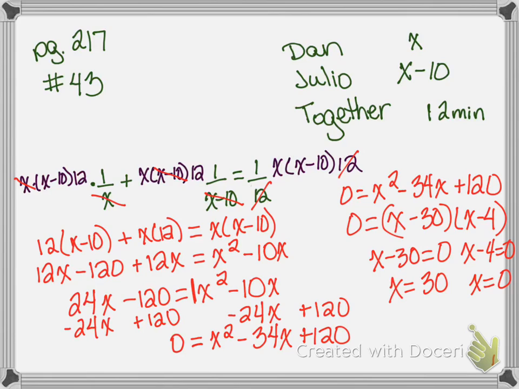But, whoops, x equals 4 doesn't make any sense because if Dan mowed it in 4 minutes, then Julio would have mowed it in negative 6 minutes. So I have to throw this out because it doesn't make sense. So my only answer is x equals 30. So if Dan mowed the yard in 30 minutes, then Julio mowed the yard in 20 minutes, and then together they can mow the yard in 12 minutes.